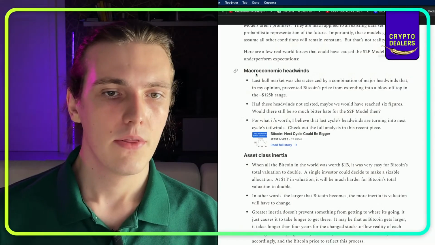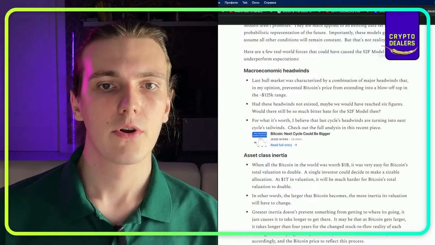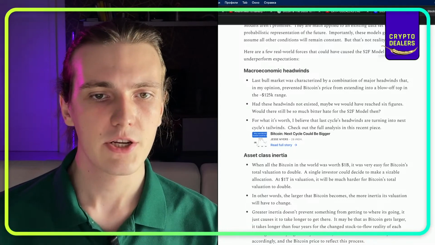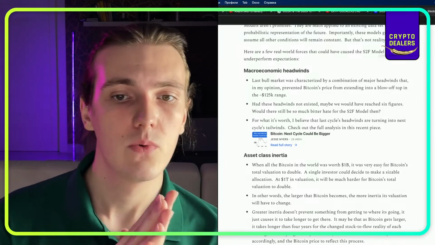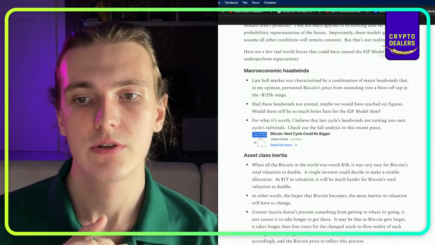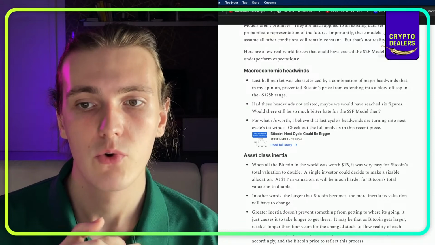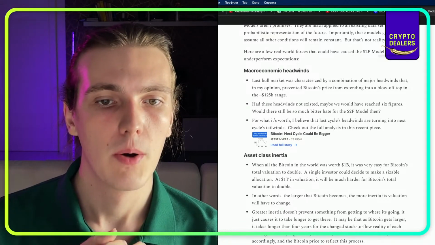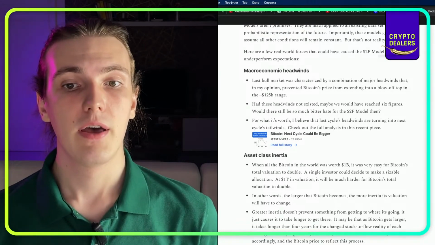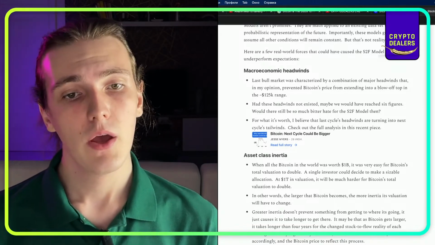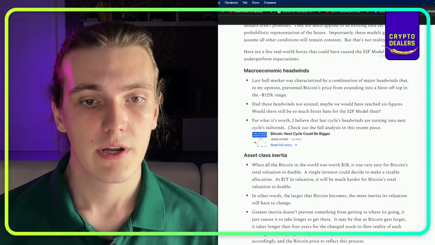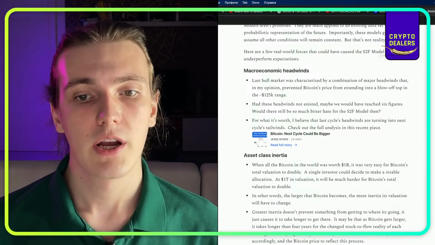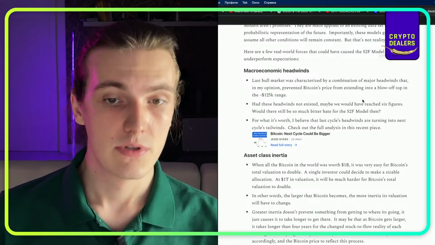The second point in this macroeconomic headwinds section is that he says, had these headwinds not existed, maybe we would have reached six figures. Would there still be so much bitter hate for the S2F model then? For what it's worth, I believe that last cycle's headwinds are turning into next cycle's tailwinds. Check out the full analysis on this recent piece.